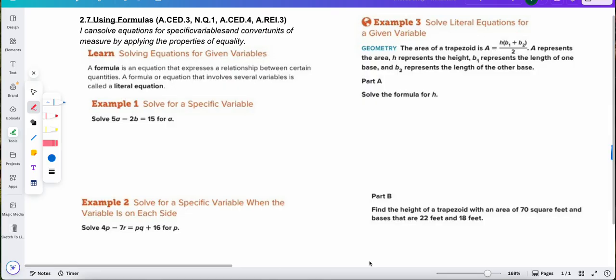So here it says solve 5a minus 2b equals 15. So our goal is to isolate that a. So when I'm looking at this, I want to see what is the easiest to move away from a. So that 5a, it's attached through multiplication, so we want to move that 2b first. Now since it says minus 2b, we would add 2b to both sides.